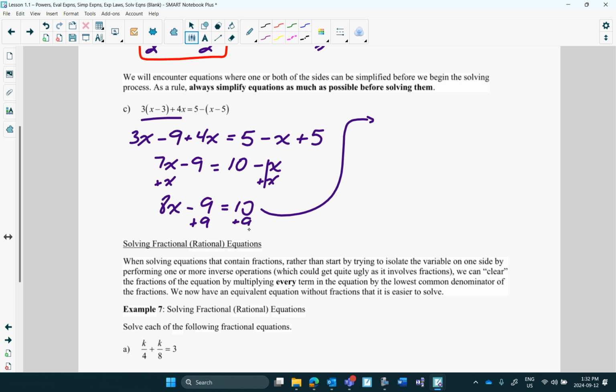Plus 9. I get 8x is equal to 19. Divide by 8. What do I do when I get a fraction again? Leave it as a fraction, but make sure it's in lowest terms, which this one can't be reduced. So there's our solution.